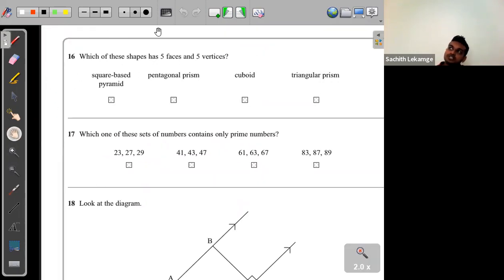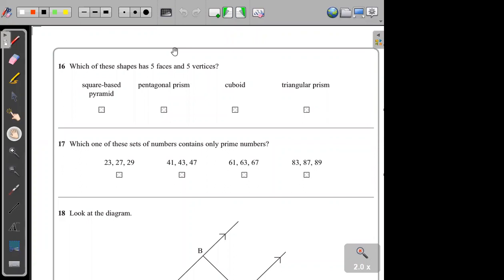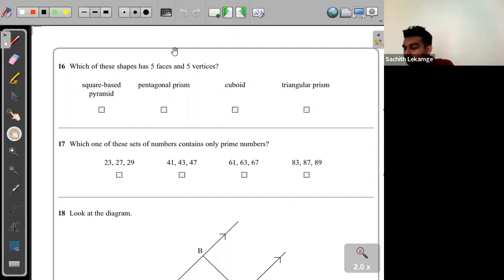Question number 16. Which of these shapes has five faces and five vertices? What does vertice mean? I need to know the definition of the meaning of vertice. The vertice is like right here, not the hand, but the face. Today Dinara is not there, right? I was thinking why it is so silent. Dinara missing. What is a vertice? Pointy. Yes. Pointy edges we call vertices. When two lines meet each other, that's a vertex.